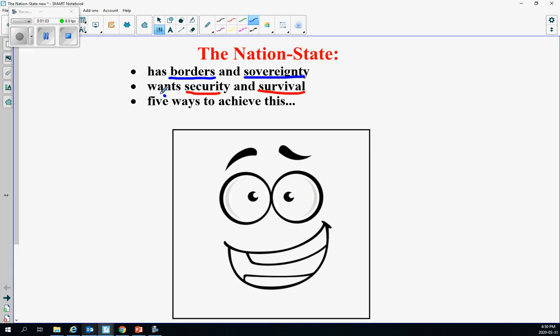There are 5 things a nation state can do. It can do all 5, or maybe a combination of the 5, to ensure security and survival. So down here we've got a nation state. That nation state could be Canada, could be the US, could be China, Russia, North Korea, could be any nation state, but it's got to be a nation state.